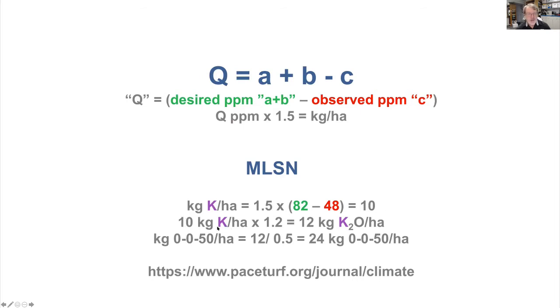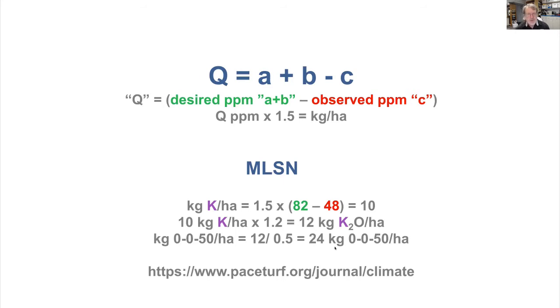So you take 10 kilograms times 1.2, and that gives us 12 kilograms of K2O. If we're going to use the 0-0-50, that translates into 24 kilograms of 0-0-50 per hectare over the course of the year, and it would probably be provided in sort of the guideline that we were looking at as far as the time of year.